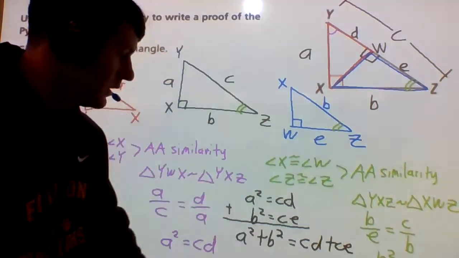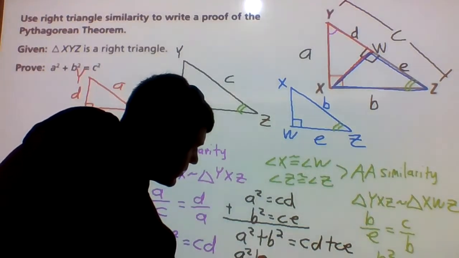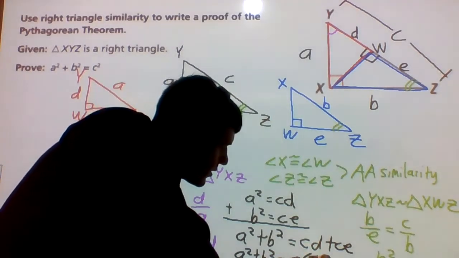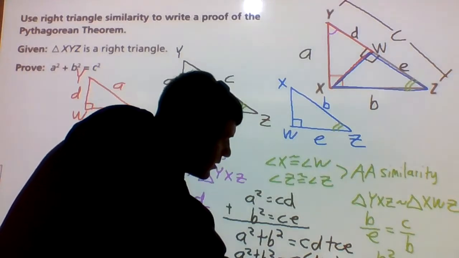We can factor out a c here. So we're left with a squared plus b squared equals c times d plus e.